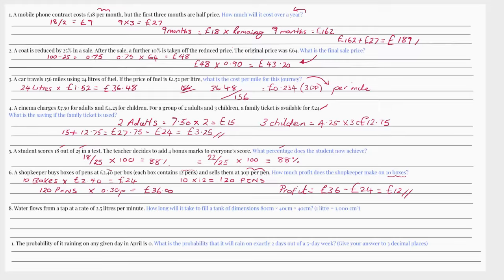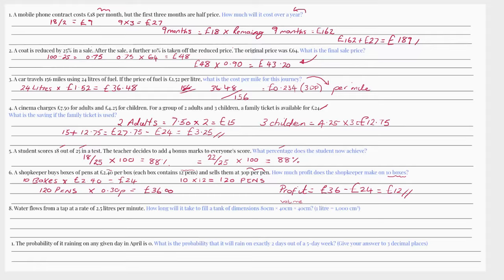Water flows from a tap at a rate of 2.5 litres per minute. How long will it take to fill a tank of dimensions 80 by 40 by 40 centimetres? Now it does tell us that 1 litre equals 1,000 centimetres cubed. So to do this one, we need to work out the volume, because that's what it is, isn't it? You should recognise this here as volume.